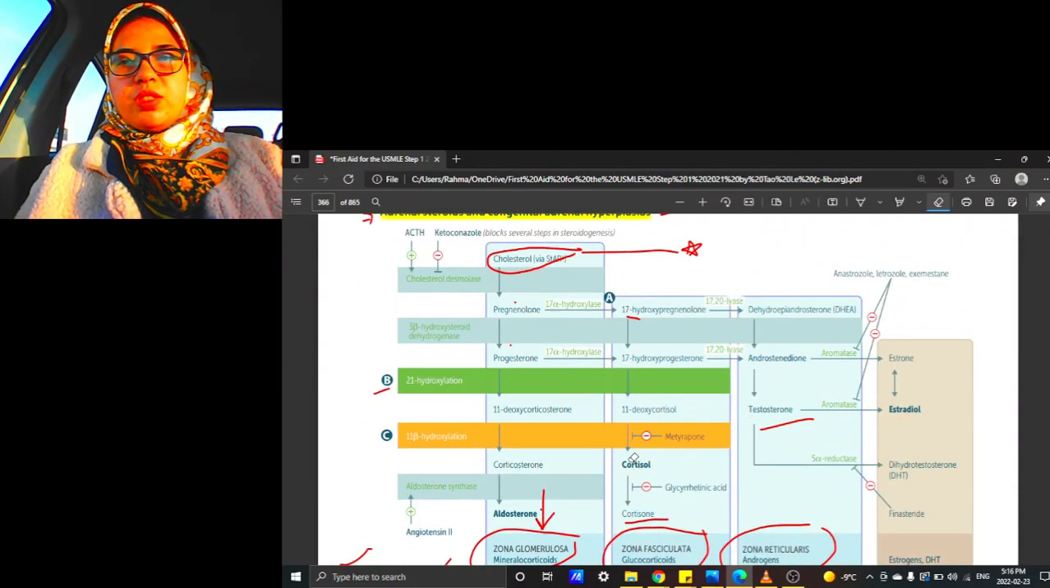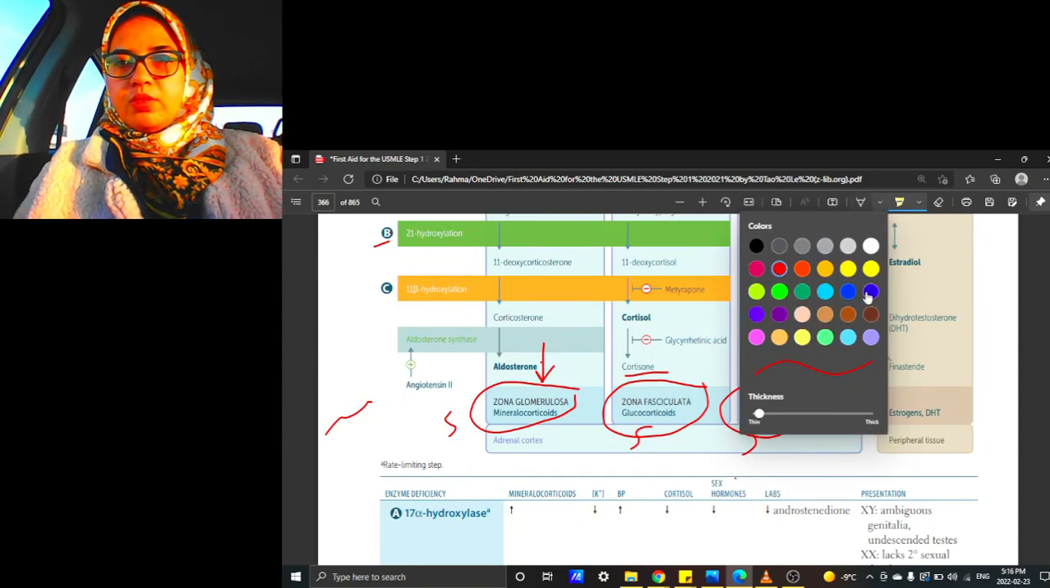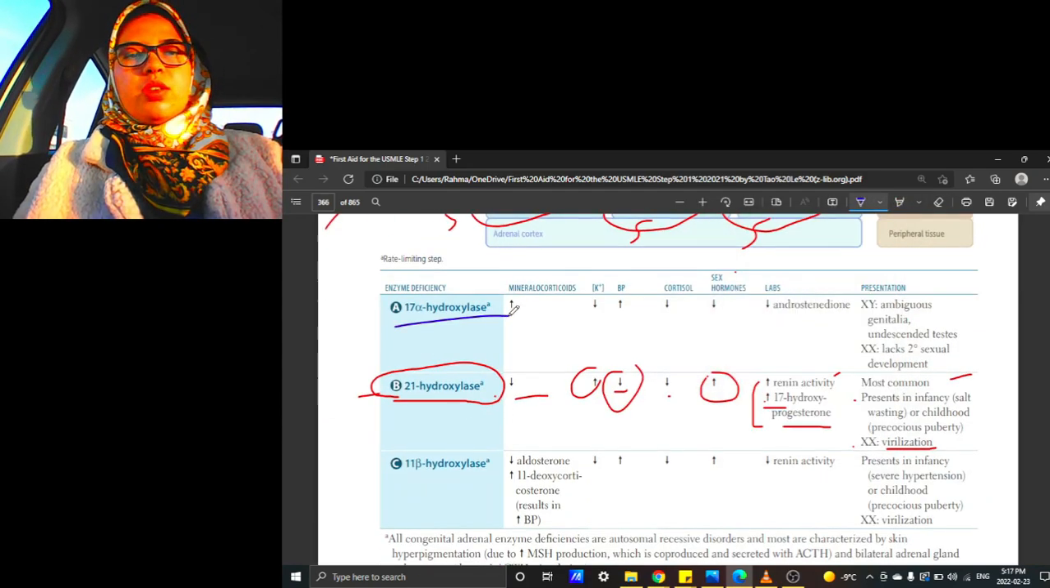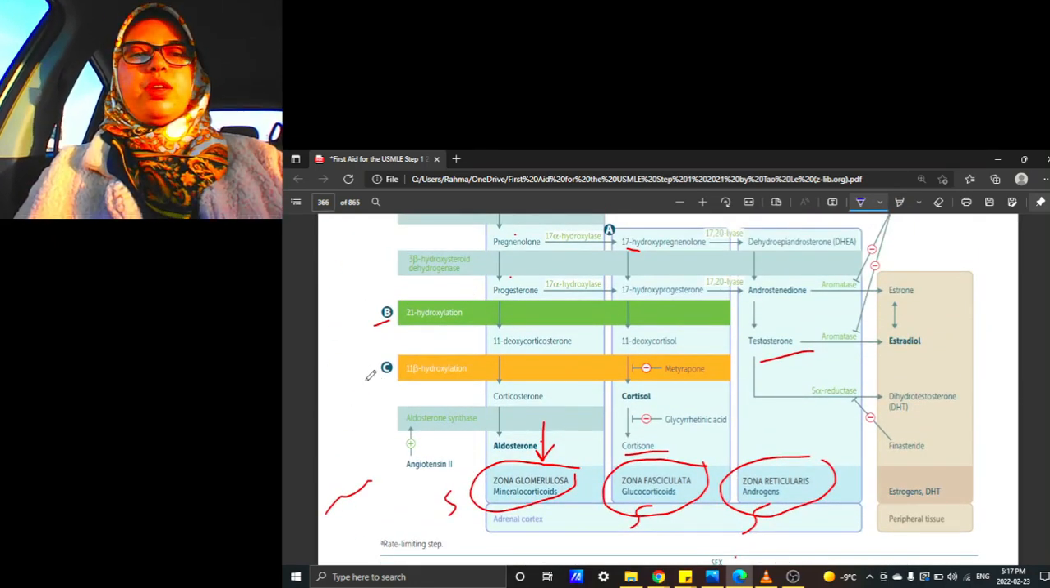Now I'm going to erase all of this, and we're going to go through the next type of enzyme deficiency. And let's use a different color so nobody gets confused. 17-alpha hydroxylase deficiency. Again, without looking at the chart, we're going to understand what's going on here.